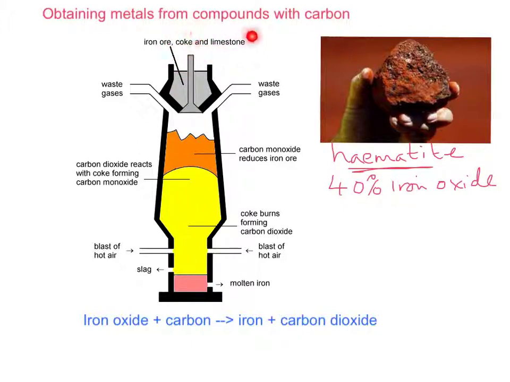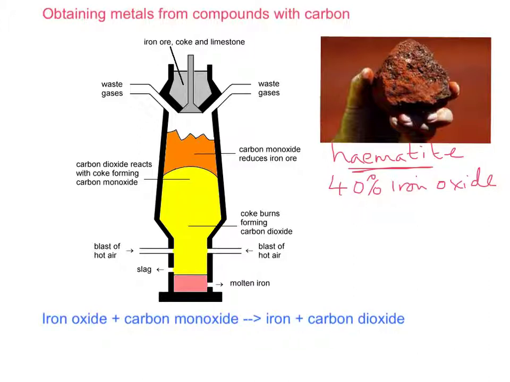The limestone is added to get rid of the waste, so it has to be added even though it isn't used to make iron. The main reaction is with iron oxide here and carbon monoxide to produce iron and carbon dioxide. The carbon monoxide comes from this reaction here. Coke and carbon dioxide form carbon monoxide, and this is the main reducing agent for this reaction.